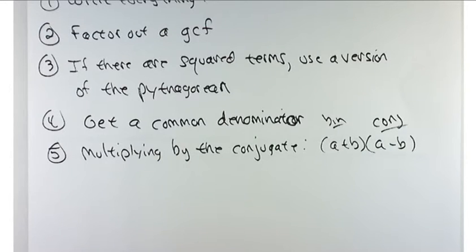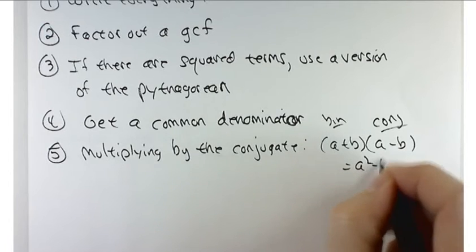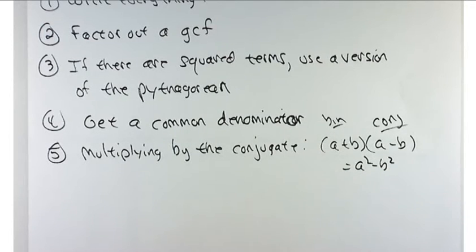But when you multiply these together, you're going to get a squared minus b squared, and you're starting to get towards the Pythagorean theorem or some versions of it. So that's why that helps out sometimes. Again, these are things to try.